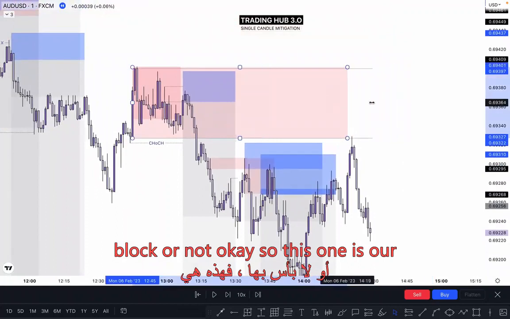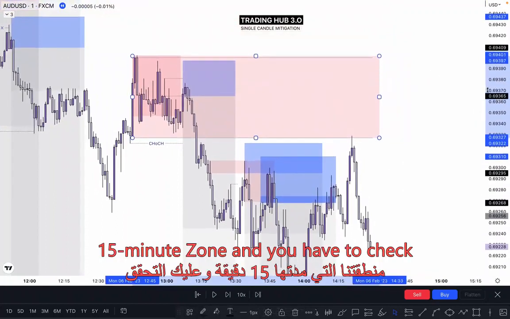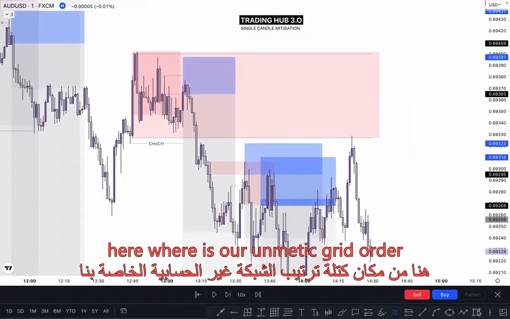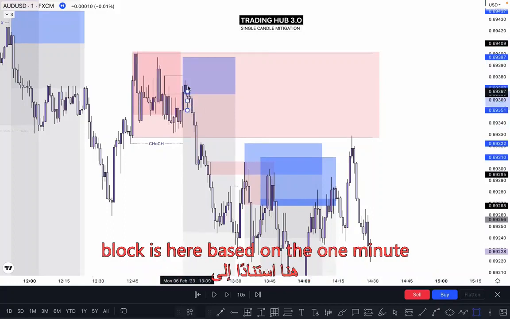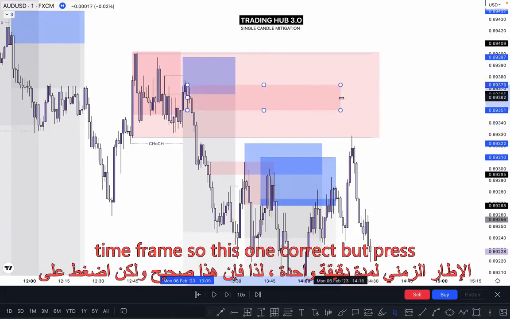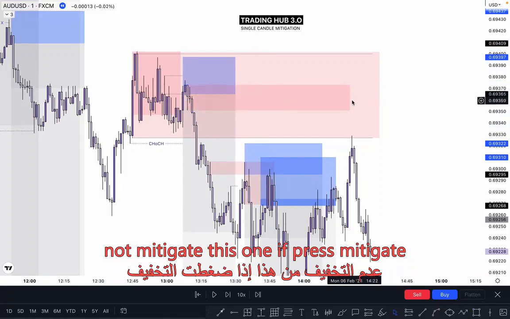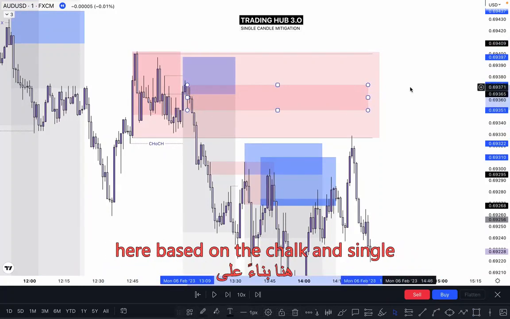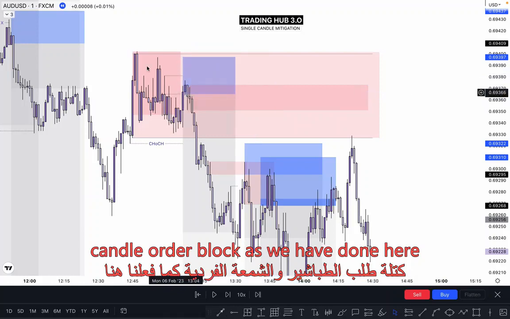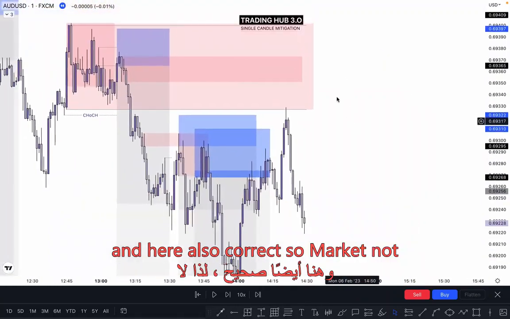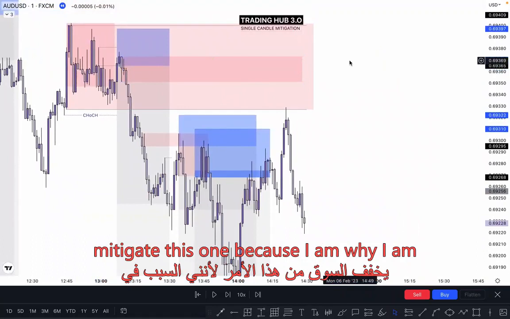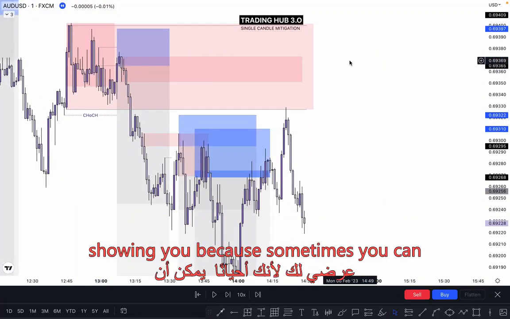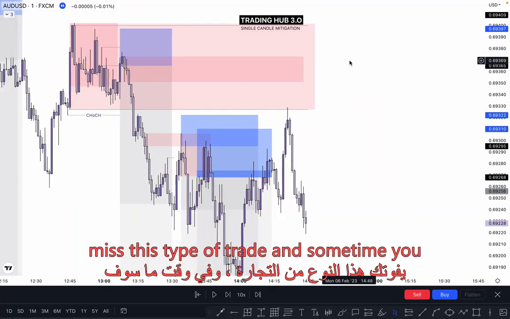Okay, so this one is our 15-minute zone, and you have to check where our unmitigated order block is based on the 1-minute time frame. So this one, correct, but price did not mitigate this one. If price mitigates here, definitely we are planning to sell here based on the single candle order block, as we have done here and here also. Correct. So the market did not mitigate this one, and I'm showing you because sometimes you can miss this type of trade and sometimes you will catch it.